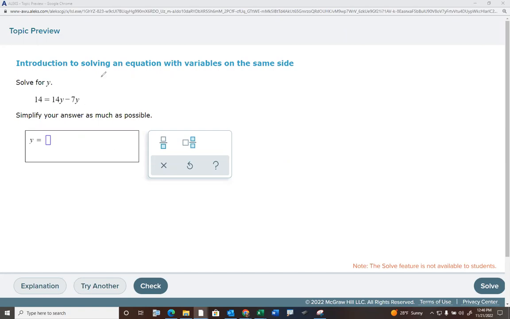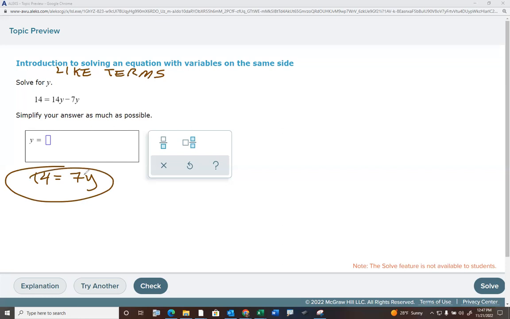Okay, so this is all about what's called like terms. It's very Southern California Valley talk. So I've got 14 yaks, and I'm going to subtract from that 7 yaks. So that leaves me 7 yaks, because who doesn't like a good yak?